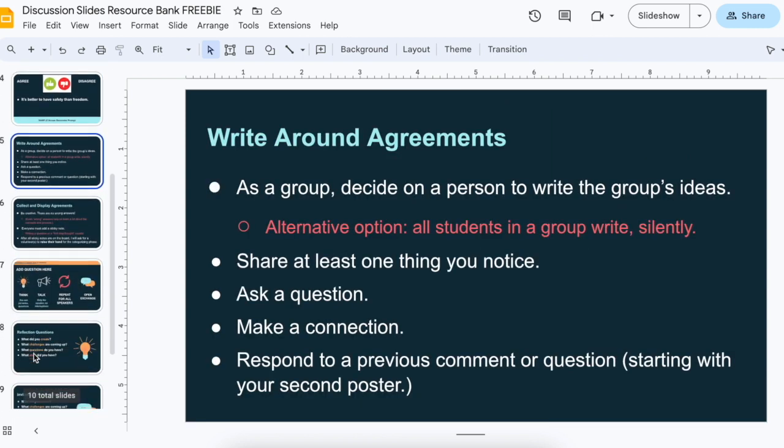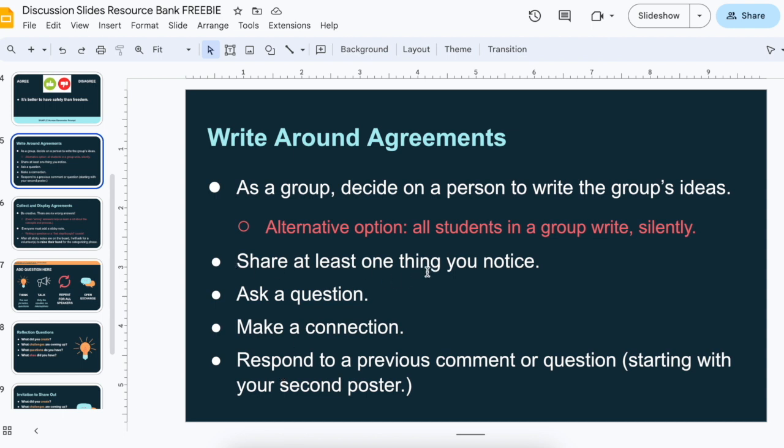Write around. I like using write around. Again, this is the slide I show for the agreements. When verbal discussion is lagging and you're just looking for either quiet write time or some group work to get some ideas on a poster, they can talk and chat about what they want to write as a group, and then they're going to pass it to the next group. So everyone's saying something, right?